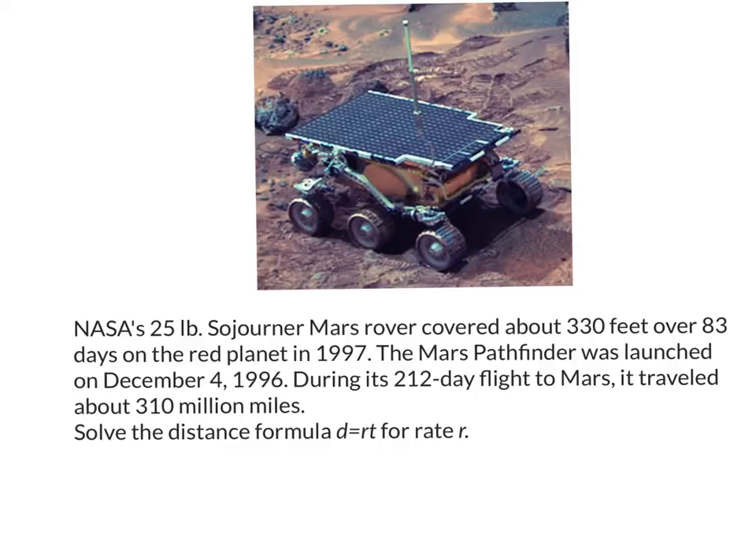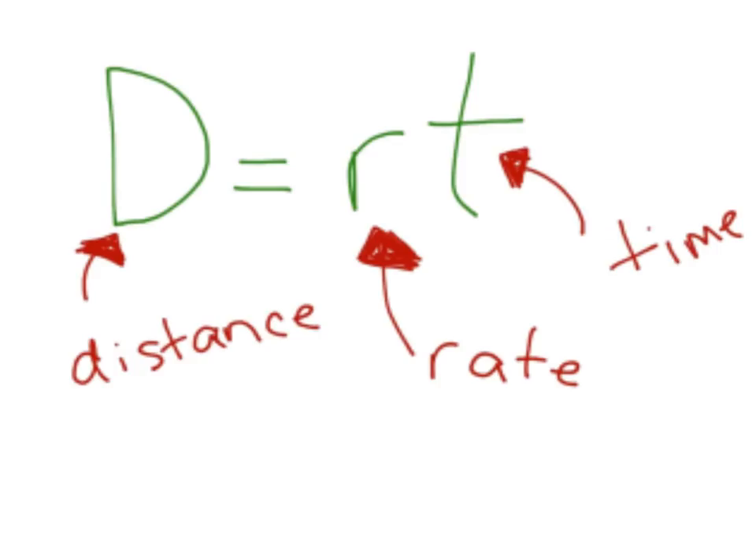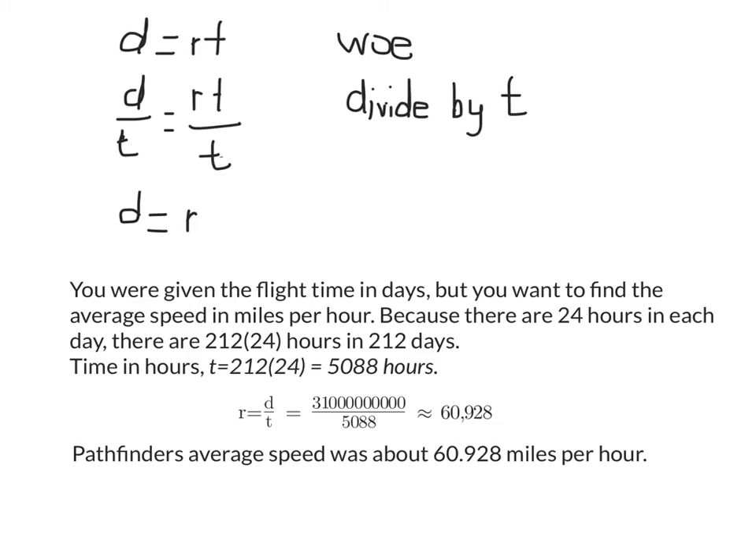We could use that information if we wanted to. We could solve the distance formula, d equals rt, for the rate r. So let me go over how, if you had information, you can use it with the distance formula. D is for distance, equals rate multiplied by time. That's what we're going to use to do this.